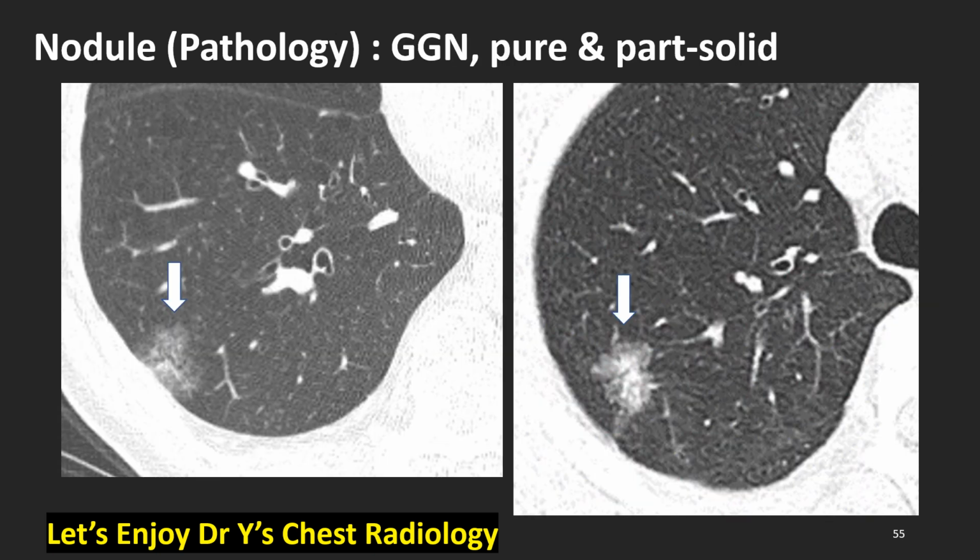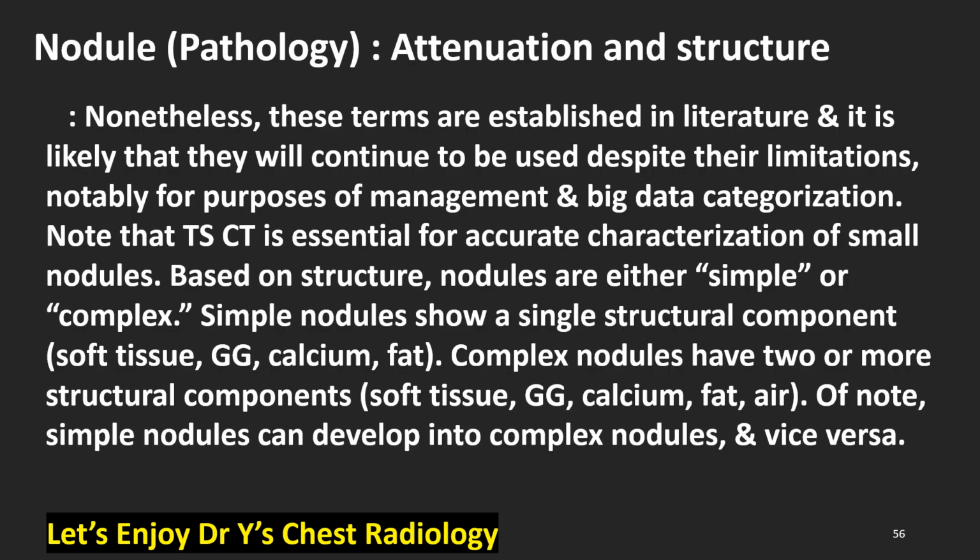Nodule pathology, ground glass nodule, pure and part solid ground glass nodule. On your left side, pure ground glass nodule in right lower lobe. On your right side, part solid ground glass nodule in right upper lobe. Nodule pathology, attenuation and structure.